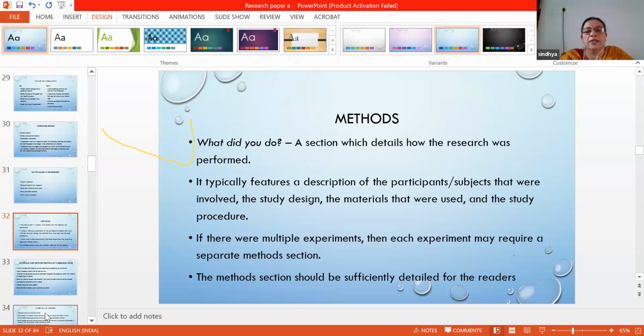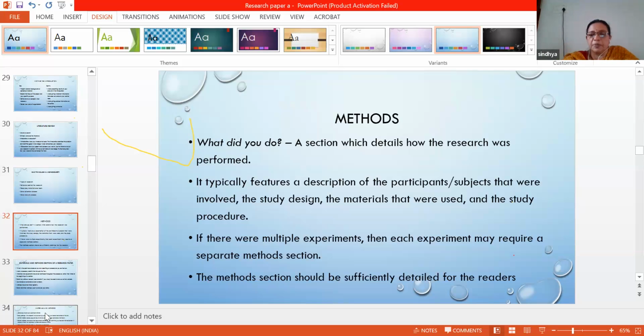And methods: what did you do? What kind of research have you undertaken? Whether it is a survey, an experiment, a case study, a document analysis, or a review. So you can mention what research was conducted and how the research was conducted.